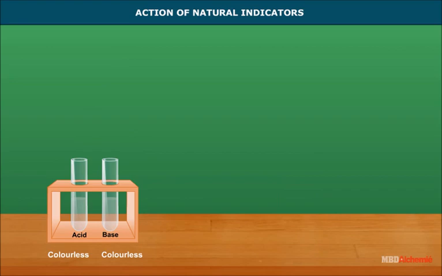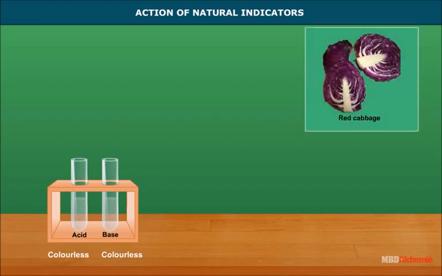An indicator is a chemical substance which has different colors in acid or base medium. There are two types of indicators, natural and synthetic. Natural indicators are petunia and geranium petals, turmeric powder, and red cabbage leaves.